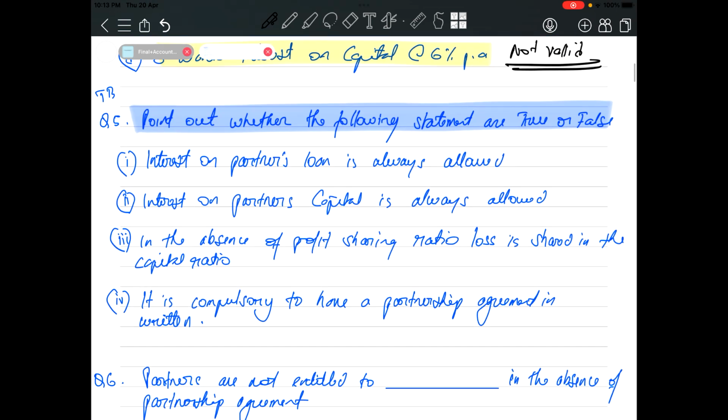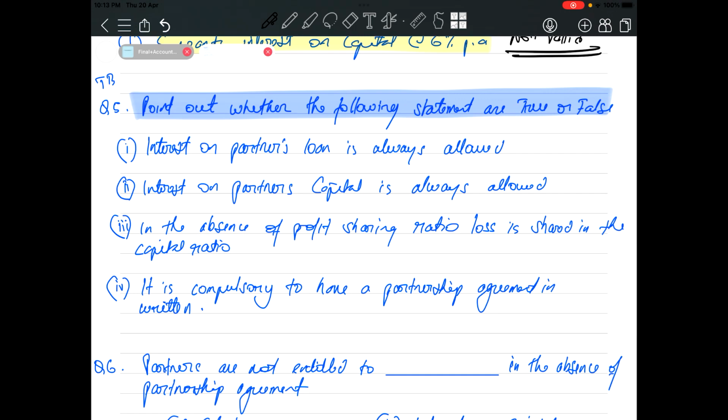Now question number 5. Come to question number 5. Point out whether the following statements are true or false. Again, you will not get this type of question, true or false and all. You will get MCQ, but it's always better to solve some important questions differently.